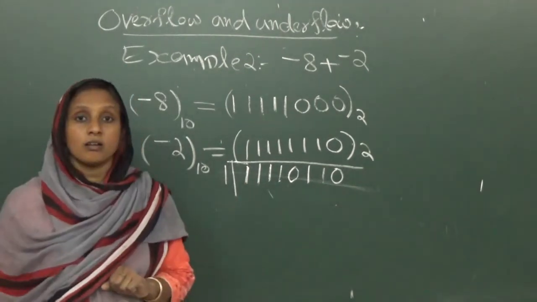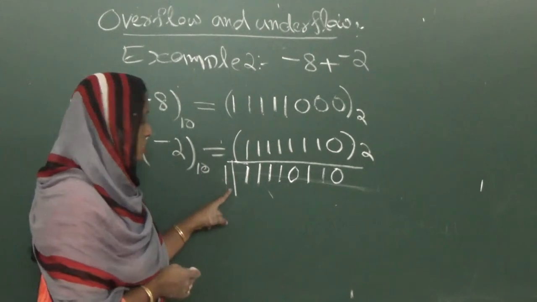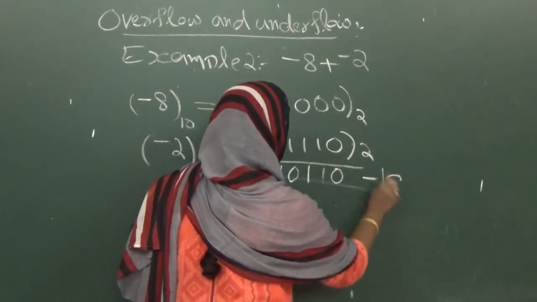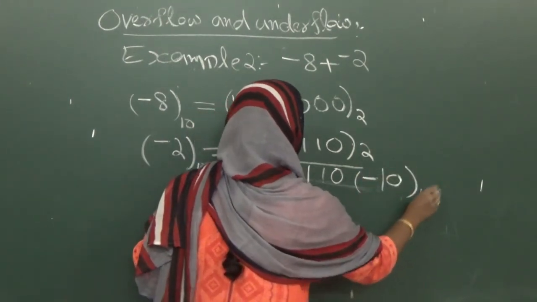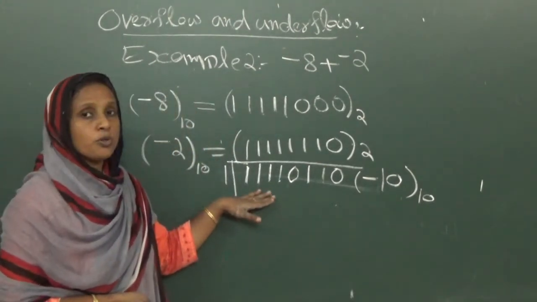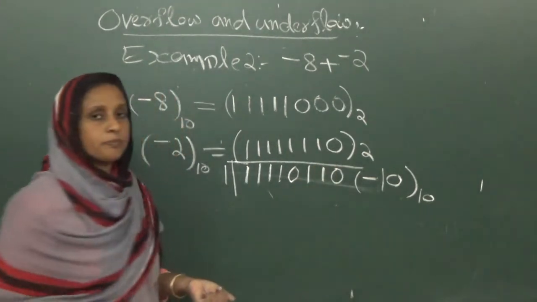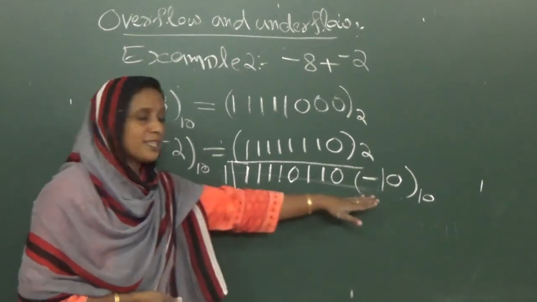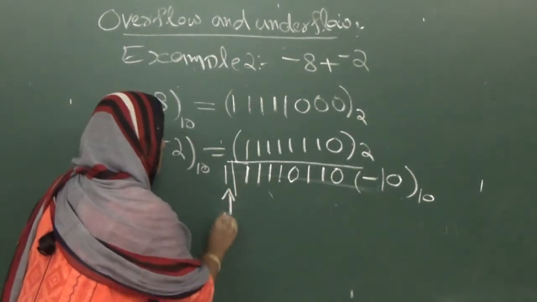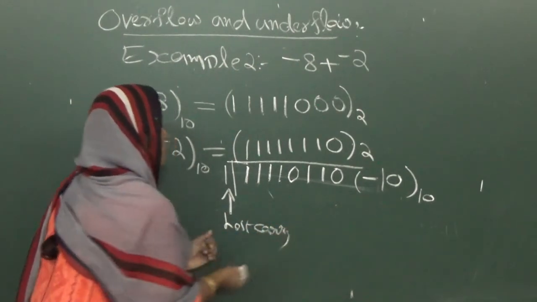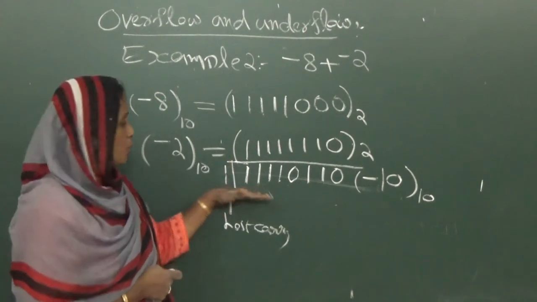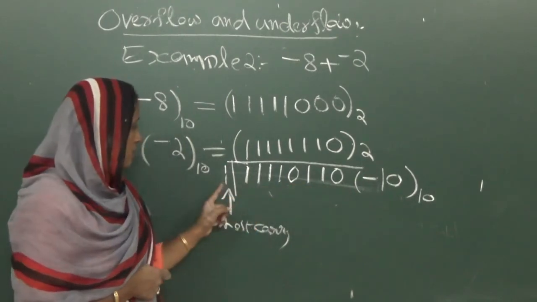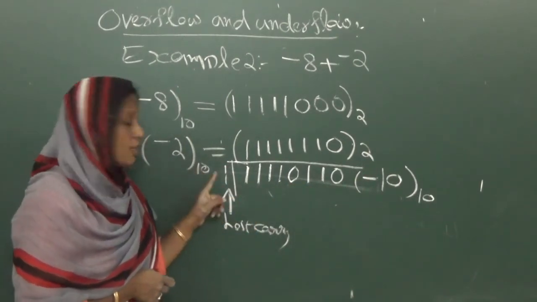Okay. So what happens here? There is a lost carry here. So this is equivalent to minus 10 in the decimal system. Okay, so there is no overflow or underflow. How do we get this minus 10? This is the lost carry. So without this lost carry, this is equivalent to minus 10. Since there is a carry which is lost, still you get the correct answer.